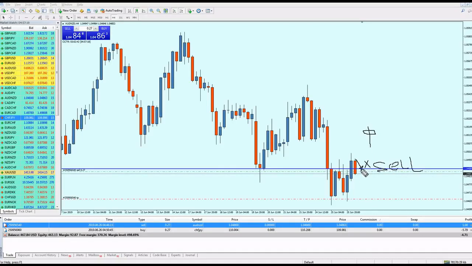Then after that, it might continue to go more down, or it might reverse up. But the thing is, I am safe. Even if I closed it with a small loss, I'm feeling more safe because I closed it at the right time, and I have limited my losses to the maximum.